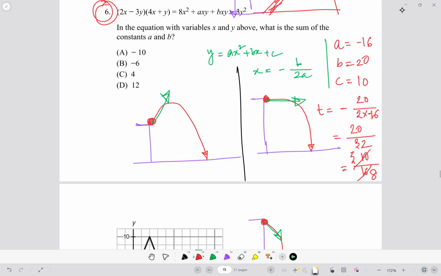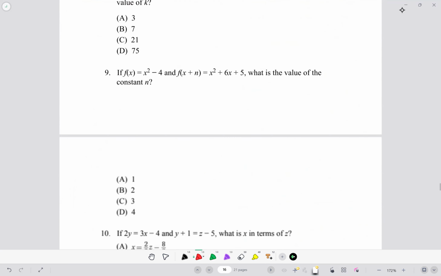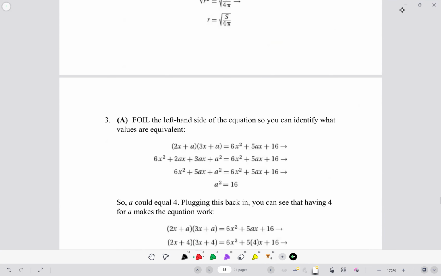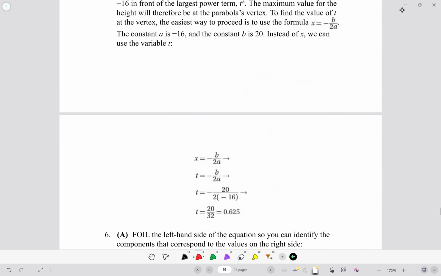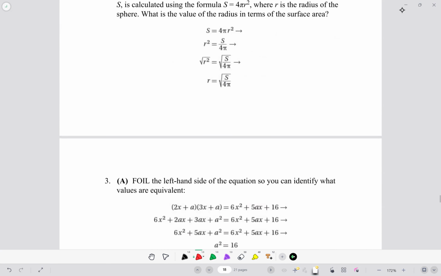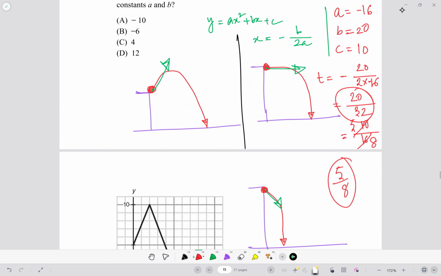So 5 by 8. Do you change that to decimal form? No, I don't think we need to change it to a decimal. Let's look at the answer first. Am I doing it correctly or am I doing it wrong? 5 by 8 is 20 divided by 32, right? Have I done 20 divided by 32? Yes, I have done 20 divided by 32.